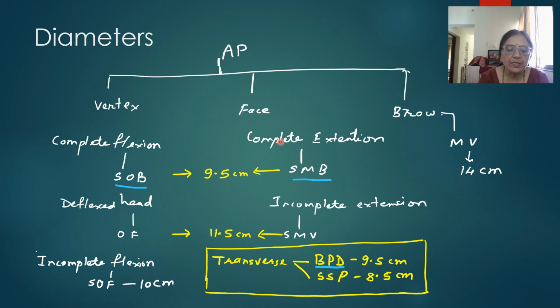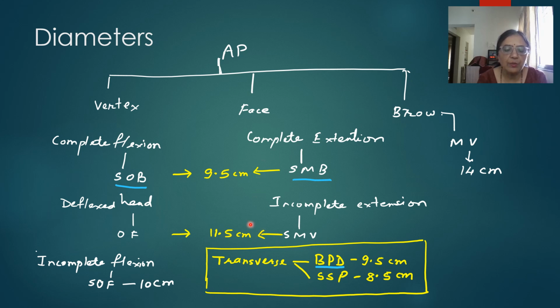But with complete flexion in vertex, remember 9.5 is the suboccipitobregmatic. Similarly, face with complete extension is submentobregmatic, which is also 9.5. So for ease of remembering, I have shown it like that. Suboccipitobregmatic and submentobregmatic are both 9.5 centimeters. Suboccipitobregmatic is with complete flexion, submentobregmatic is with complete extension. On the other hand, if it is a deflexed head, the diameter changes to occipitofrontal diameter, which is 11.5 centimeters. And if it is incomplete extension, it is submentovertical, which is also 11.5 centimeters.